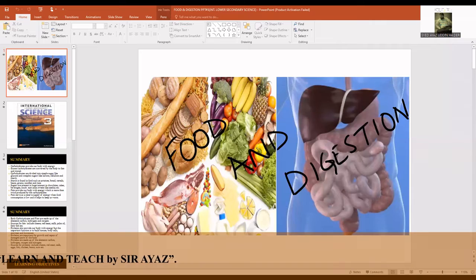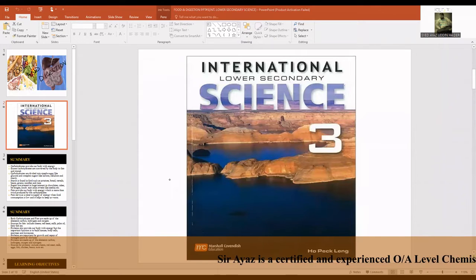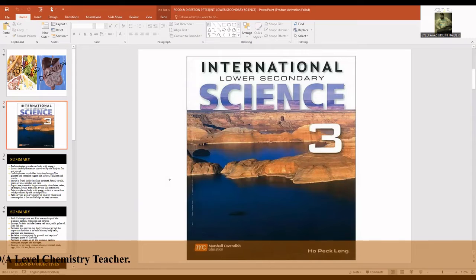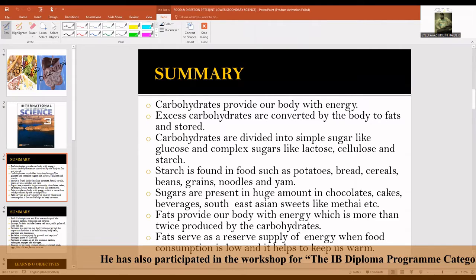I will continue the topic for grade 8 science. The topic is food and digestion, and the learning outcomes are from the book International Lower Secondary Science Book 3 published by Marshall Cavendish Education. So here's the summary of the last lesson.